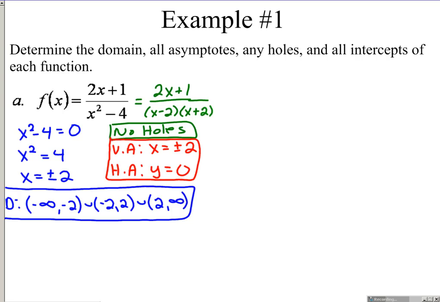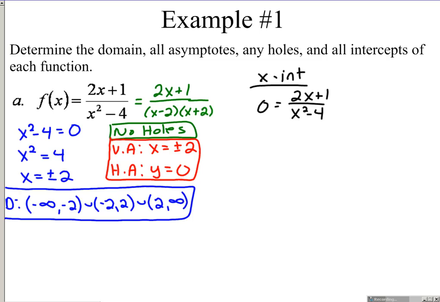The last thing, find all intercepts. Let's start with x-intercepts. To find an x-intercept, we know we plug in 0 for y, so we get 0 equals 2x plus 1 over x squared minus 4. And now pay attention to this because this is going to be the case anytime you have a rational function. To begin solving this for x, the first thing I need to do is get rid of the fraction, so I'm going to multiply by x squared minus 4.